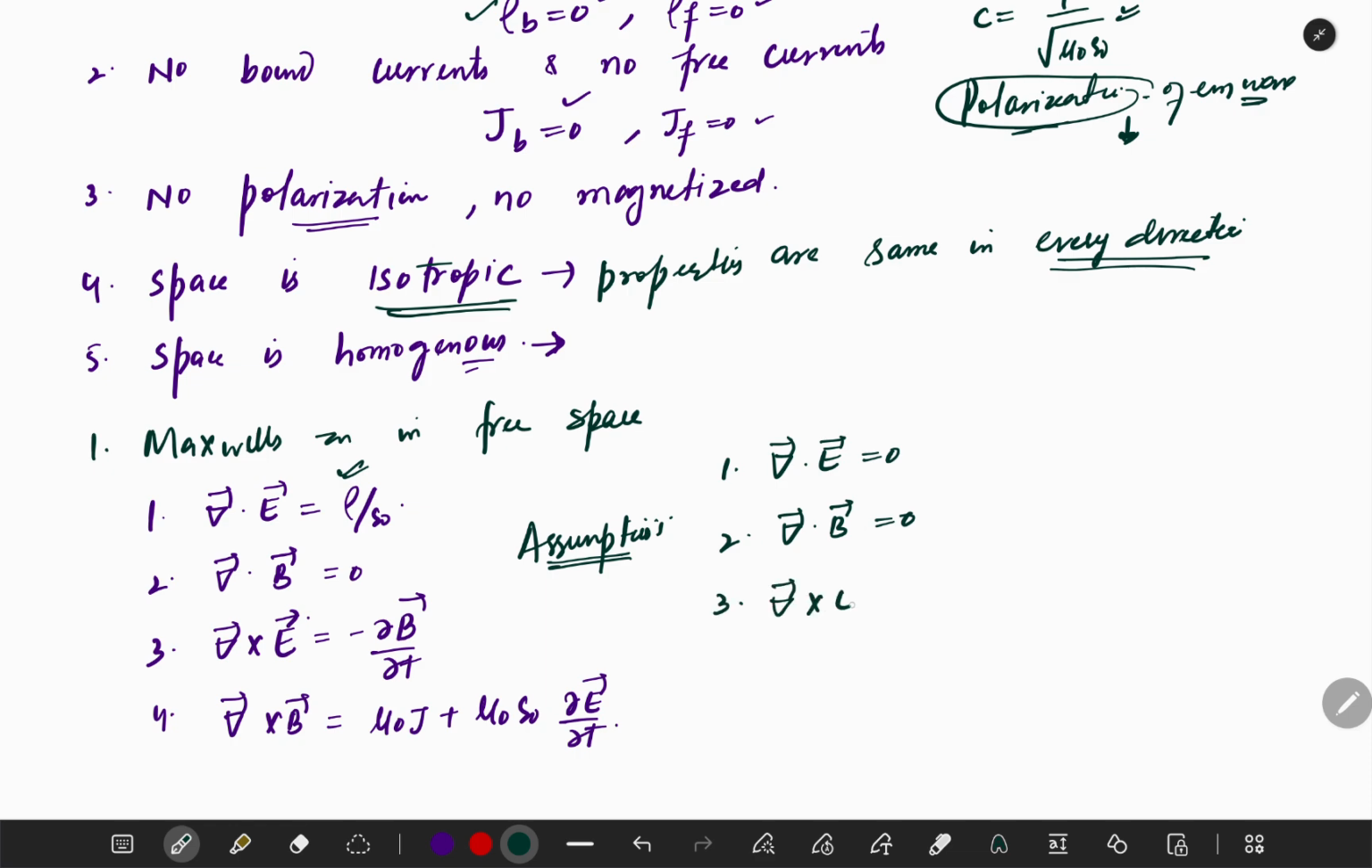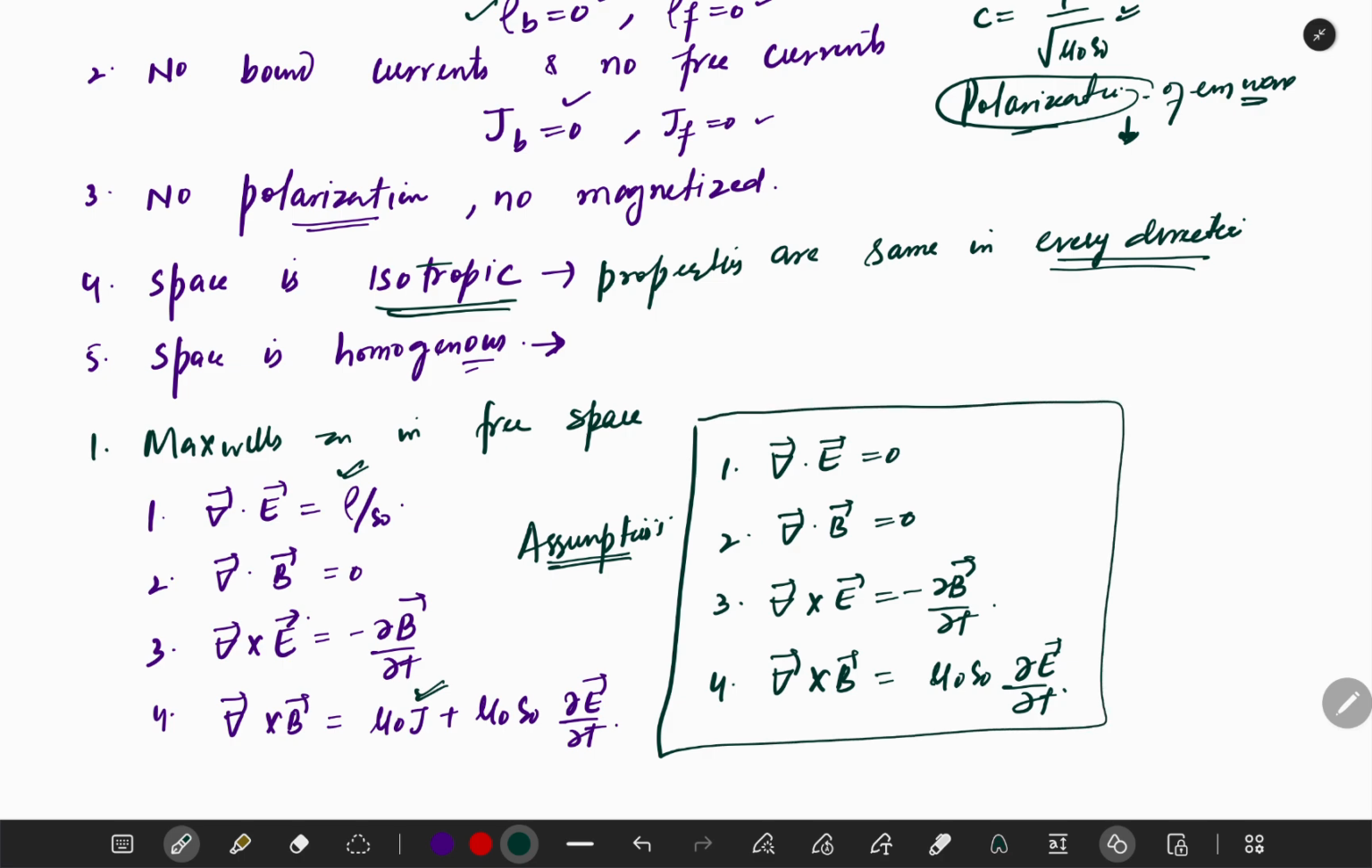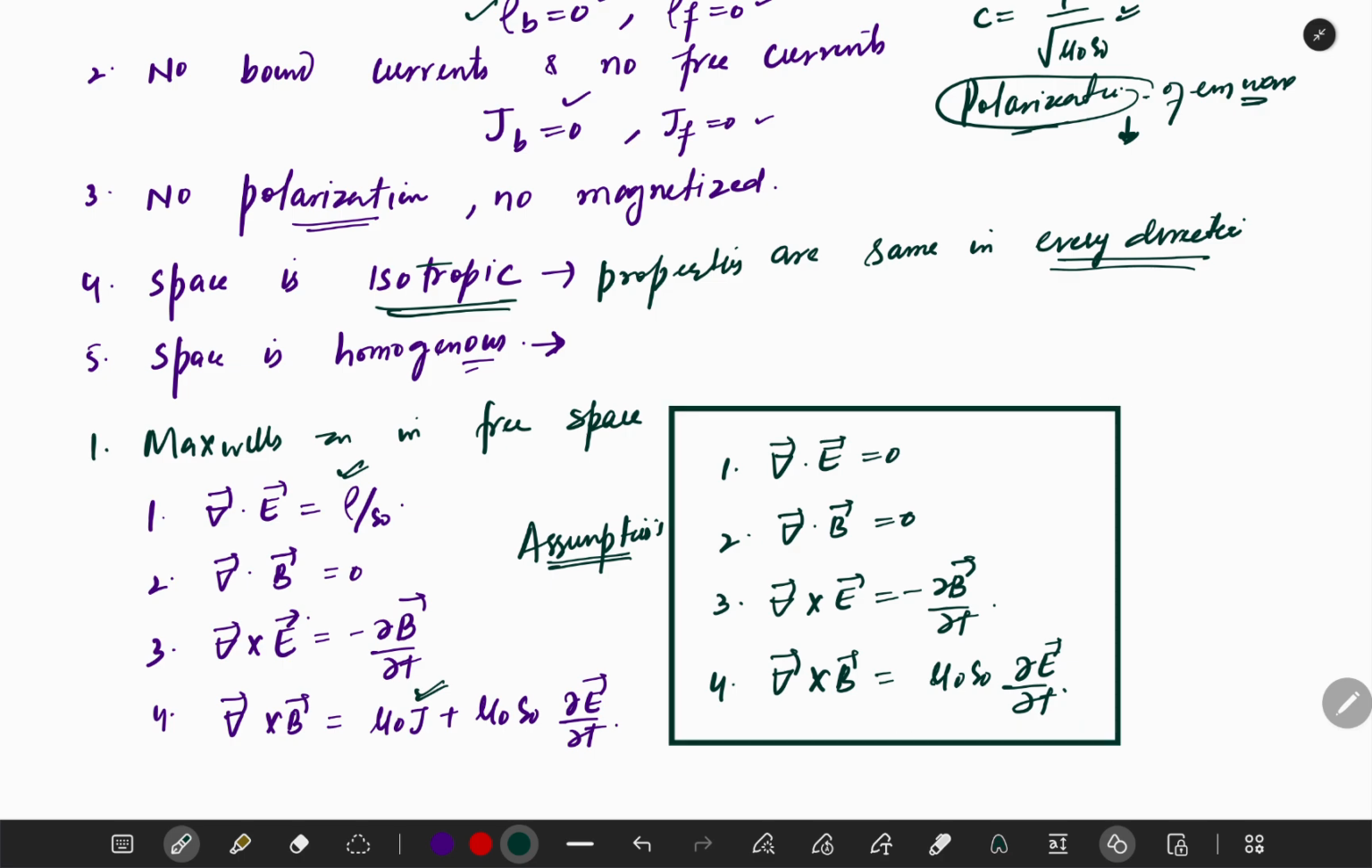Third, nothing happens to this equation. Del cross E equals minus dou B by dou t. And since this J is 0, the fourth becomes del cross B equals mu 0 epsilon 0 dou E by dou t. So this is the behavior of Maxwell's equations for electromagnetic waves in free space.